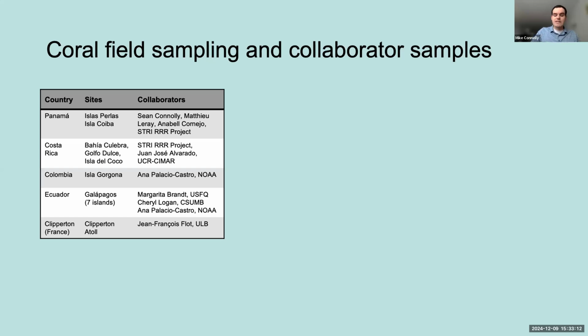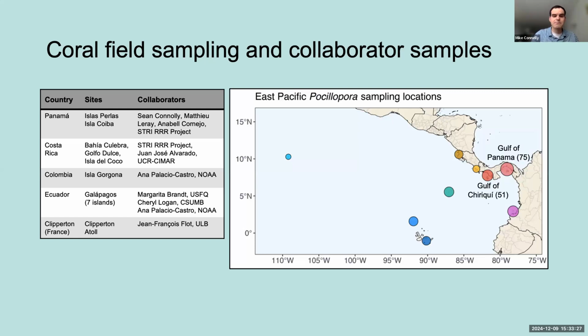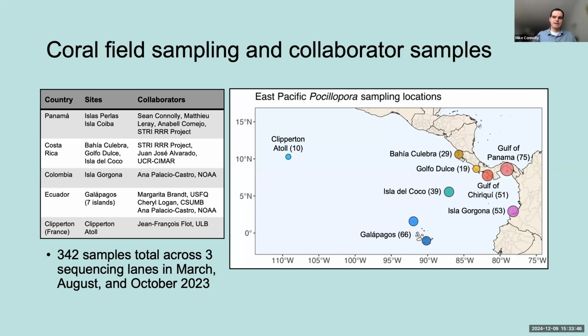So this research that I'm talking about today was done in collaboration with a network of scientists at the Smithsonian Tropical Research Institute in Panama, the National Museum of Natural History, and research universities in Central and South America. So coral tissue and DNA samples were assembled at the museum from sites in the Gulf of Panama, Gulf of Chiriquí in Panama, Isla del Coco, Golfo Dulce, and Bahia Culebra in Costa Rica, Isla Gorgona in Colombia, the Galapagos Islands in Ecuador, and Clipperton Atoll offshore of Mexico, for a total of 342 samples that were processed for this low coverage whole genome sequencing or genome skimming approach across 3 sequencing lanes this past year.